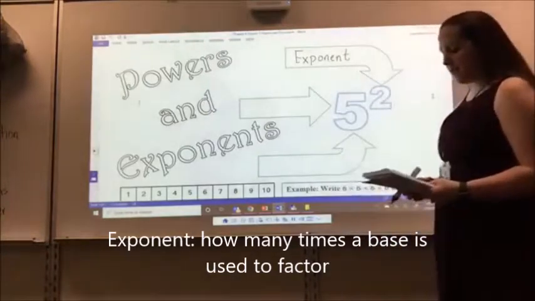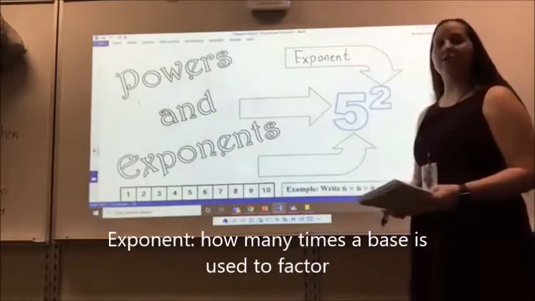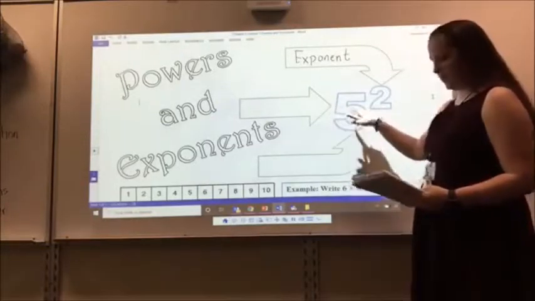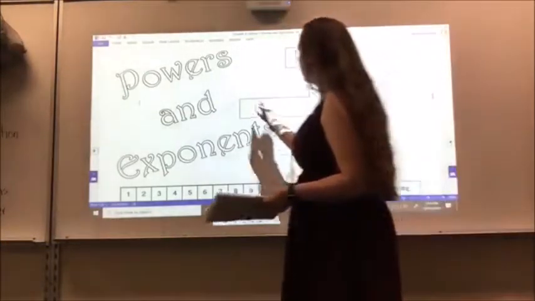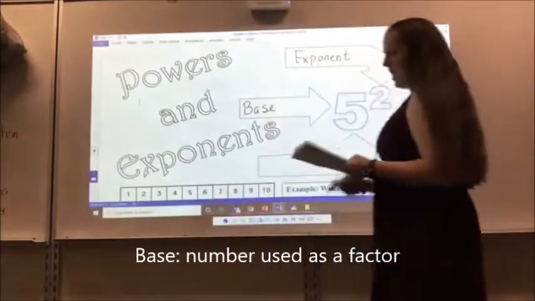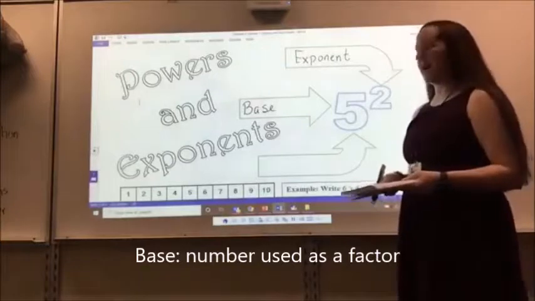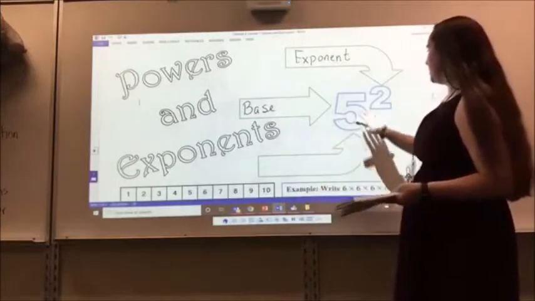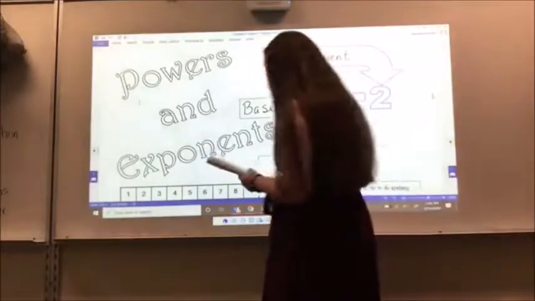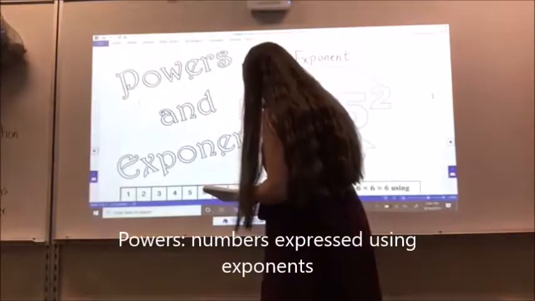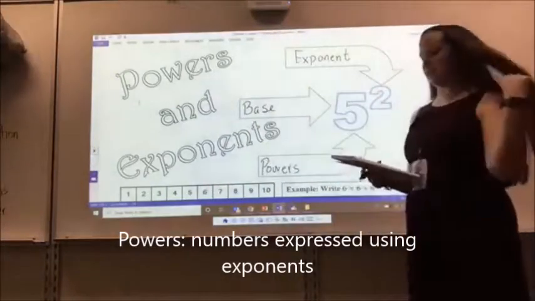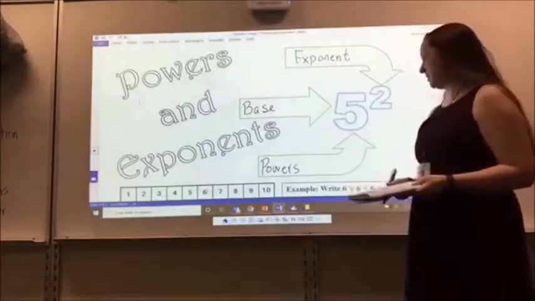And an exponent is how many times a base is used as a factor. The arrow that's pointing to the 5 this way, that's our base. And a base is a number used as a factor. Now this arrow down here is actually pointing to the 5 and the 2, and that's powers. And those are numbers expressed using exponents.